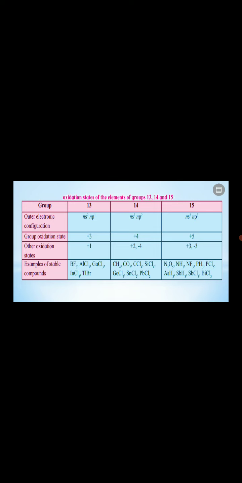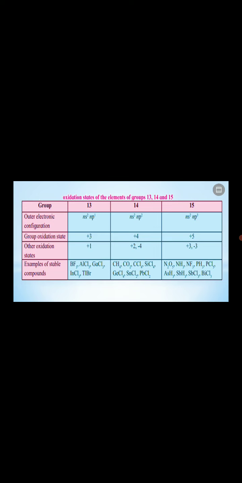Second, group 14, having outer electronic configuration ns2 np2. Group oxidation state +4, other oxidation state +2 or -4. Some examples of stable compounds: CH4 methane, CO2 carbon dioxide, CCl4 carbon tetrachloride, SiCl4 silicon tetrachloride, GeCl4 germanium tetrachloride, SnCl2 tin chloride, PbCl2 lead chloride.